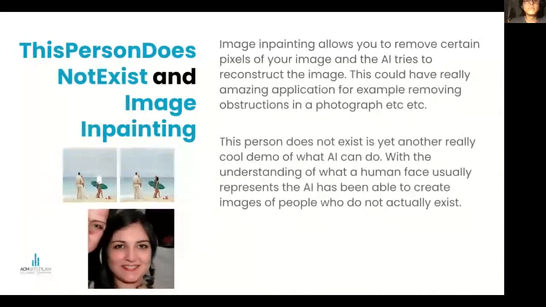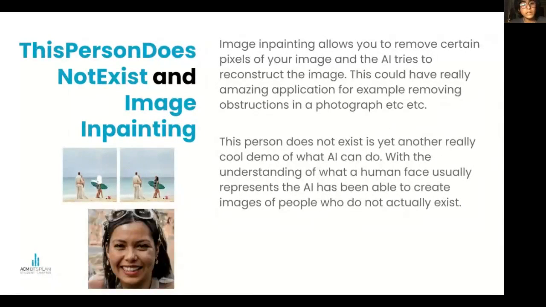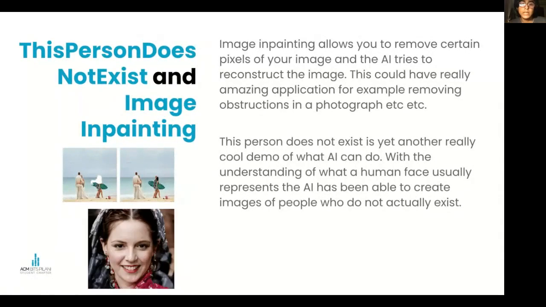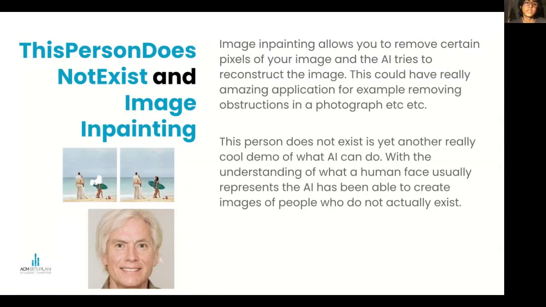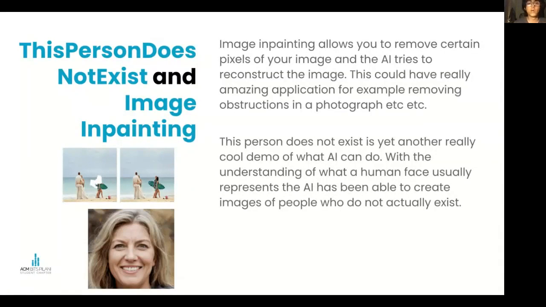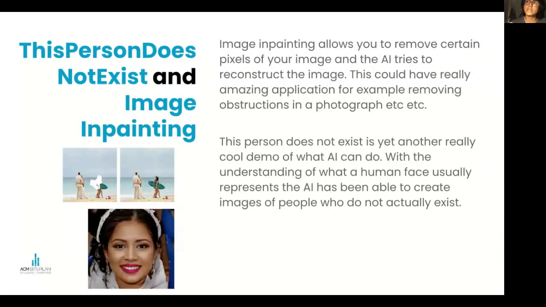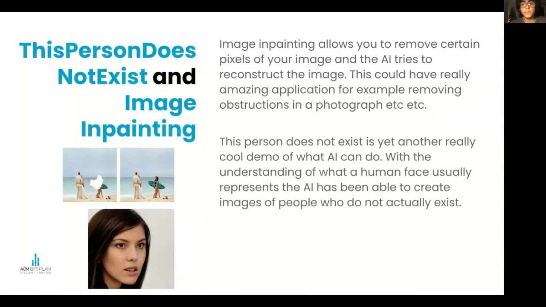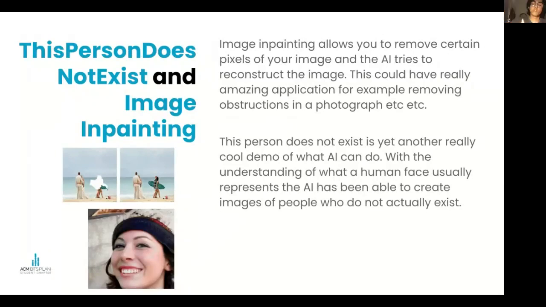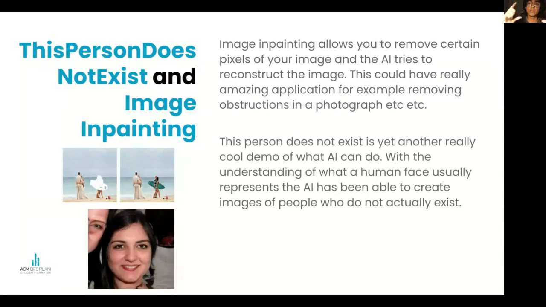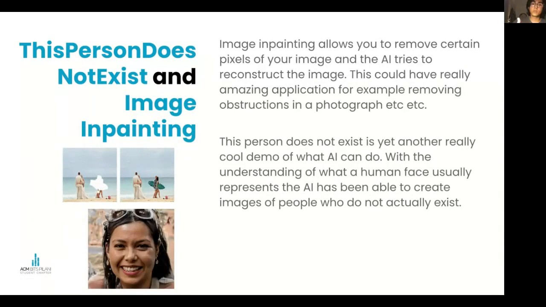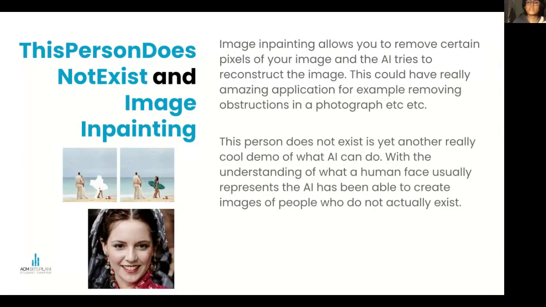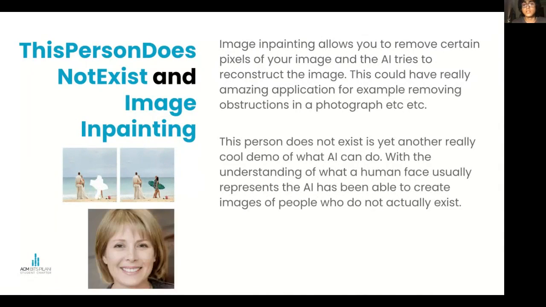So there is image inpainting. Basically, a human removes the pixels from an image, and the AI tries to recreate that image using its knowledge of what our world looks like. This also has some interesting applications. For example, in the iPad, there is a feature for removing obstructions from your images. Say you clicked an image, but there is a net in between. Using this technique, you can remove the net from your image. So this is really, really cool.